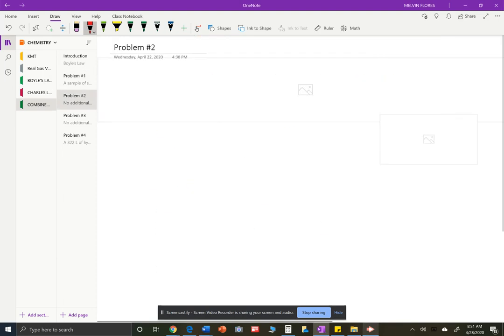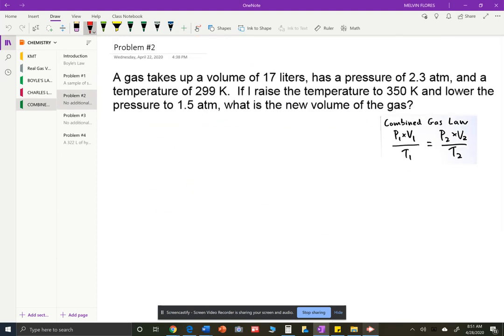Okay, let us proceed to our second problem. A gas takes up a volume of 17 liters, has a pressure of 2.3 atm, and a temperature of 299 K. If I raise the temperature to 350 K and lower the pressure to 1.5 atm, what is the new volume of the gas? All right, so we're going to identify the given. We have P1, V1, and then T1. And we have P2, V2, and then T2.